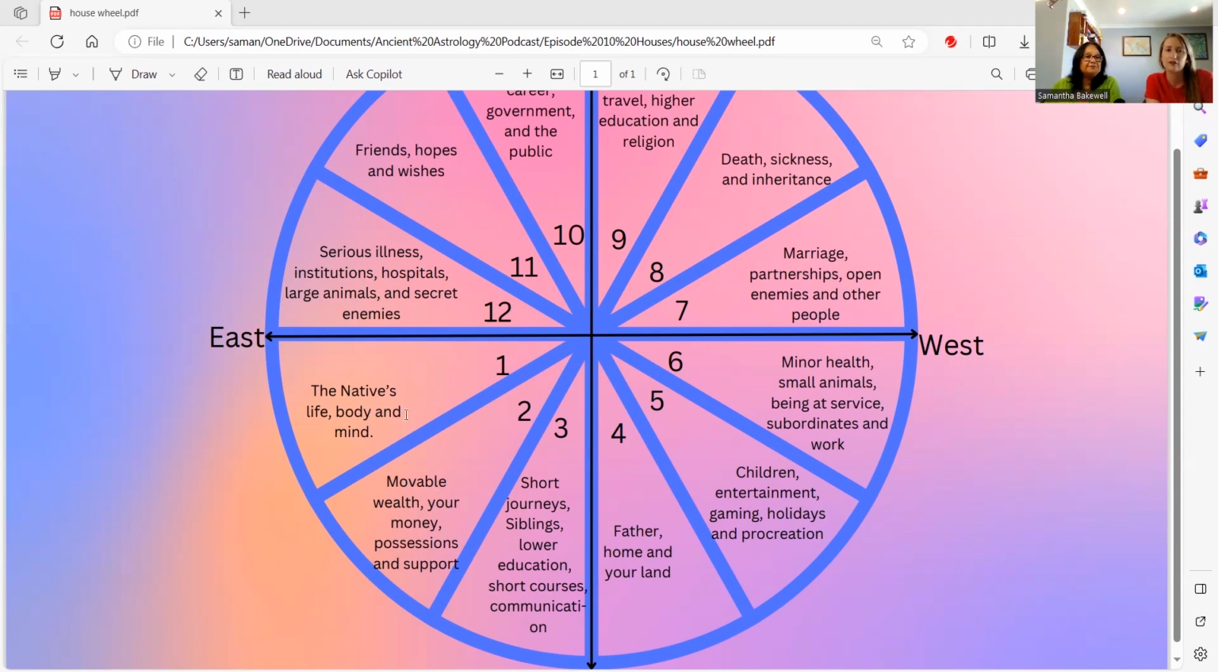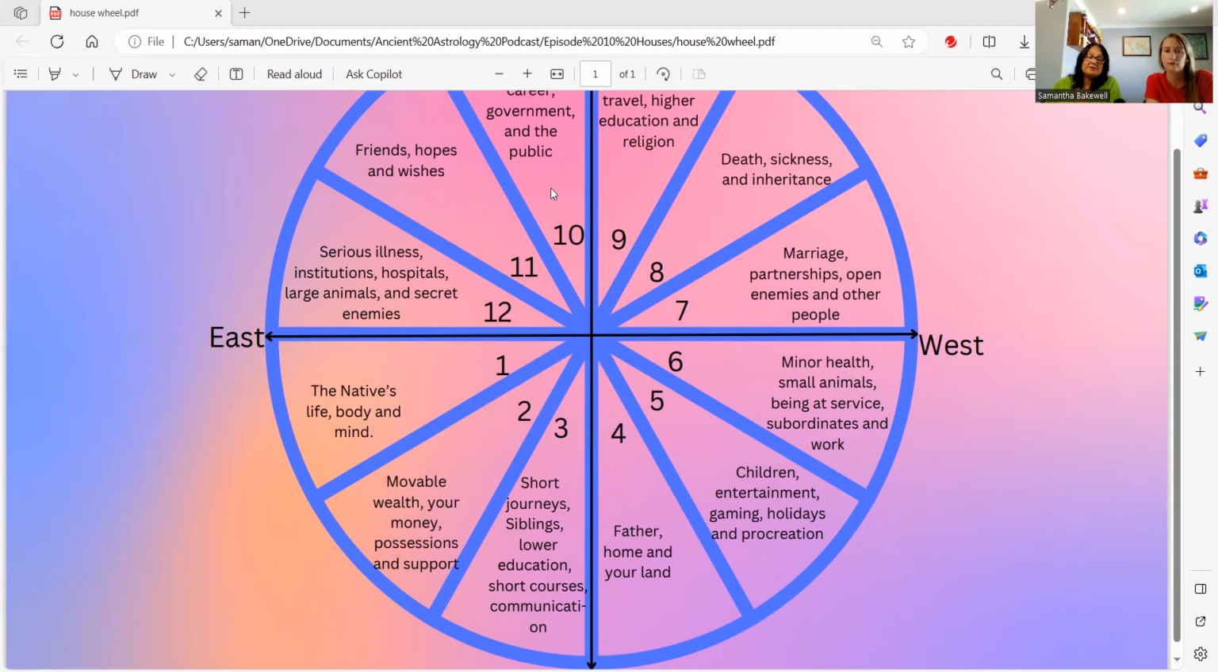Visually, for maybe the beginners, when we are talking about it being split up into 12 houses, we have our quadrants. So we have this quadrant for the 1st, 2nd and 3rd house, and the 4th, 5th and 6th would be another quadrant, 7th, 8th and 9th another quadrant, and the 10th, 11th and 12th another quadrant. So we have our angular houses. The 1st, 4th, 7th and 10th are our angular houses.